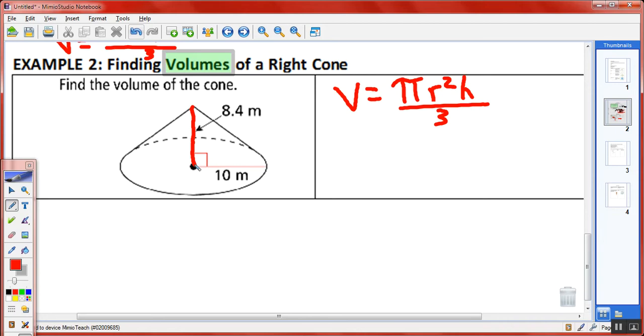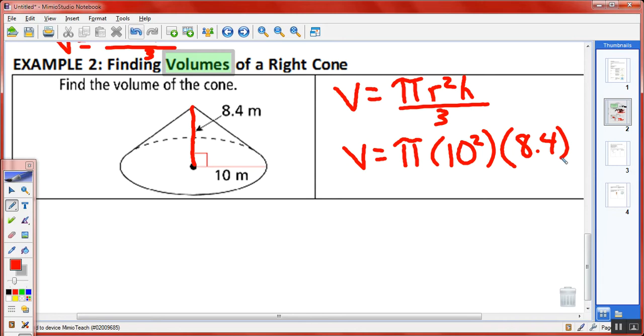So here we go. My volume will be pi times what's going in for radius, minions? 10 to the what power? How about my height? Excellent, kids. And then we want to divide by? Good. 879. I'm hearing 879-ish. How many want to confirm that for me?